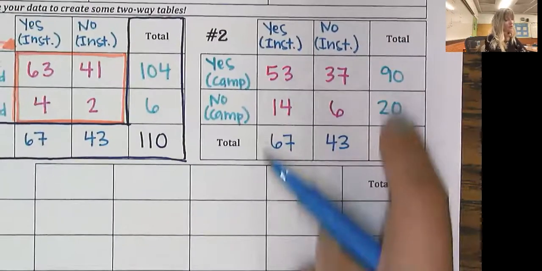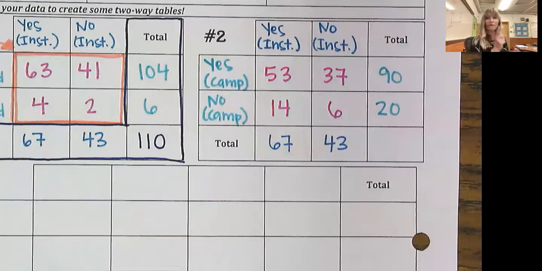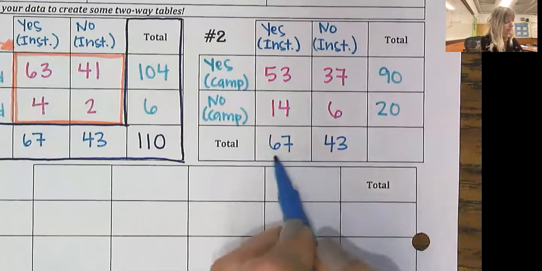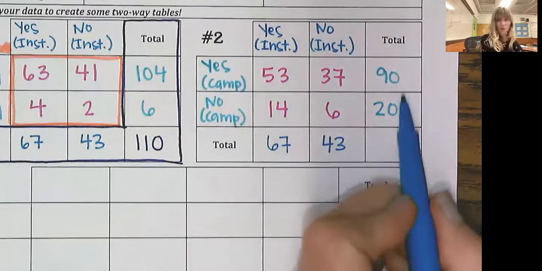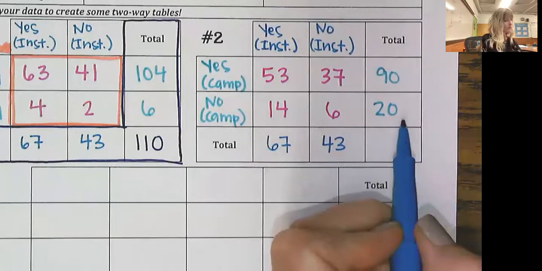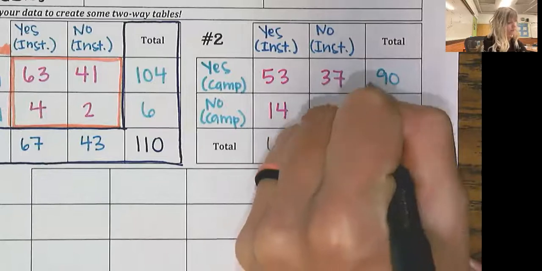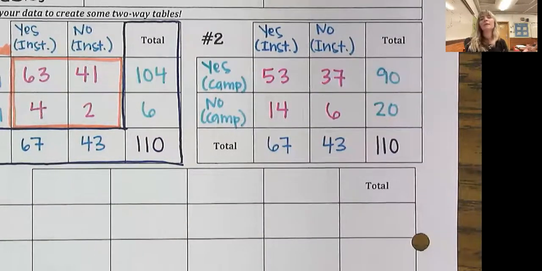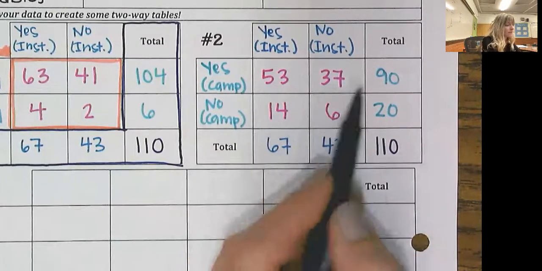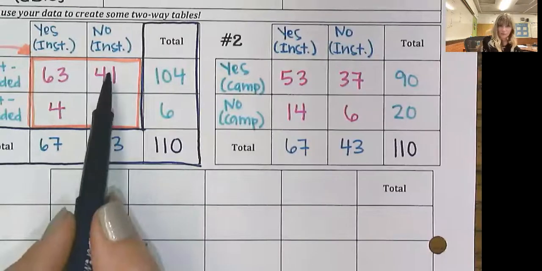These outside marginal frequencies are still just one variable. So now I know yes instrument, no instrument, but I also know yes camping, no camping. Well, guess what 90 plus 20 is? 110, which it should be for all of these because it's the same Google form, the same 110 if you answered every question. Okay, sometimes you'll be given marginal frequencies and asked to find the joint ones.